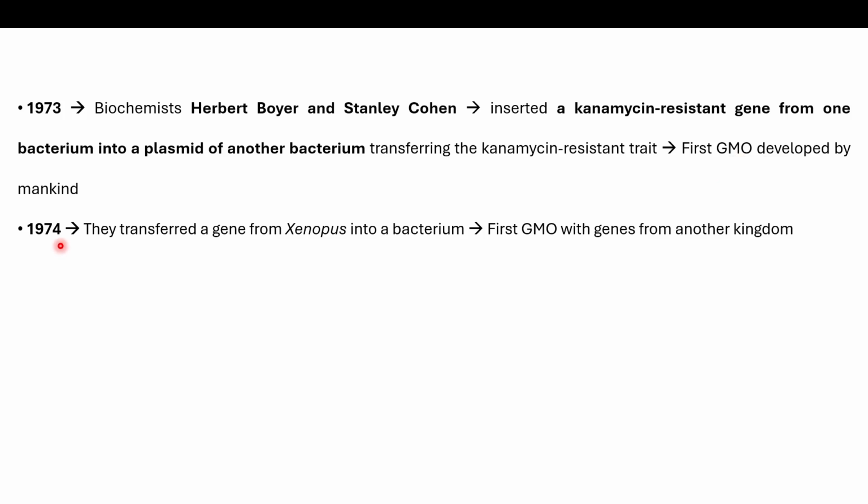Then again in 1974, they transferred a gene from Xenopus, or frog, into a bacterium. This is again an example of a first genetically modified organism with genes from another kingdom. This one is from bacterium to bacterium, and this is from Xenopus into a bacterial cell.